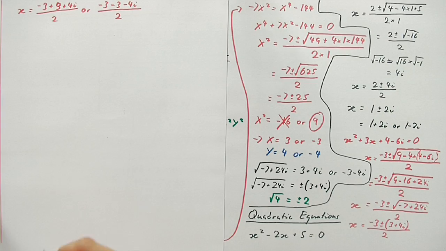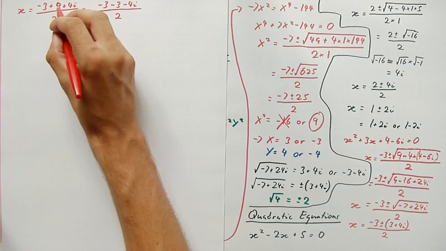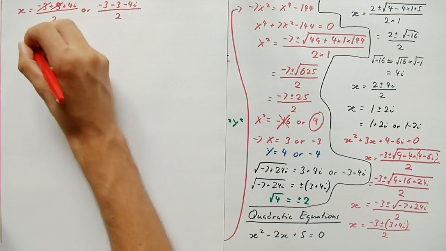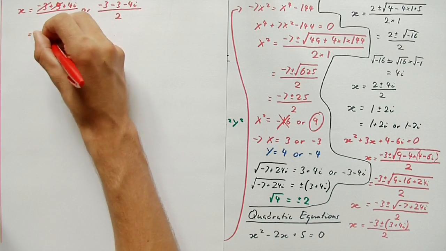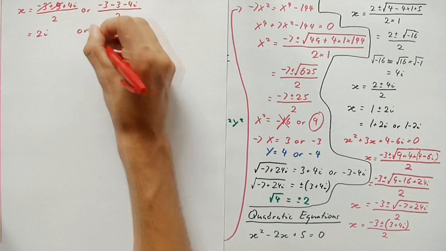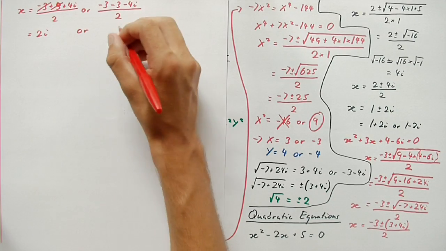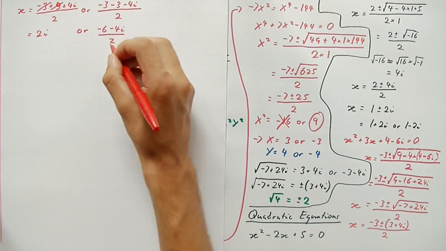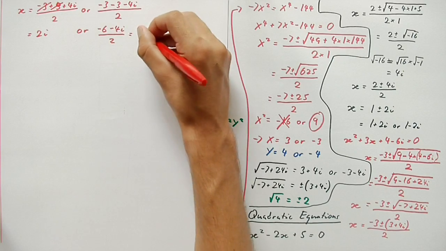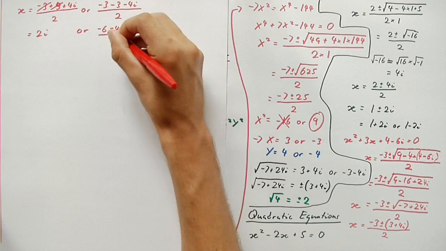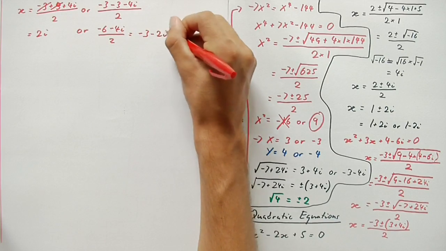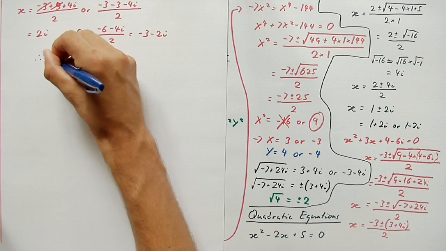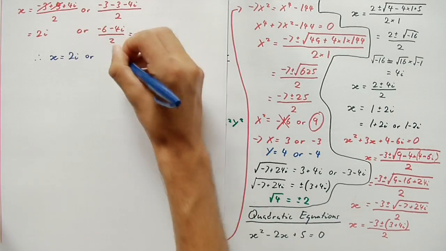So on the left-hand side, the negative 3 and the positive 3 are going to cancel out. So we'll just get 4i divided by 2, which is of course 2i. And on the right-hand side, the negative 3 and the negative 3 are going to make negative 6 minus 4i, all divided by 2. And negative 6 divided by 2 is negative 3. And negative 4i divided by 2 is negative 2i. So we end up with x is equal to 2i, or negative 3 minus 2i.